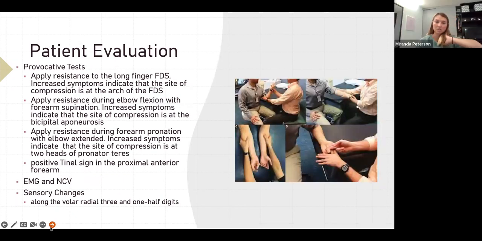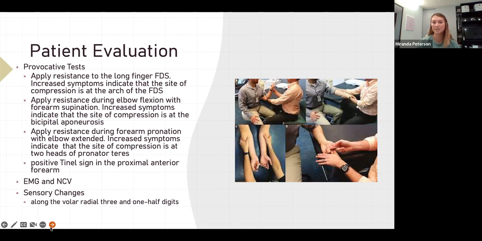So for patient evaluation, there are a couple of different provocative tests that an OT can do. The different provocative tests will test the different areas where the entrapment could occur. The first one is to apply resistance to the long finger, or middle finger, to test if it's at the arch of the flexor digitorum superficialis. If, when you're applying resistance to the long finger, there are increased symptoms, it indicates that it is at that site.